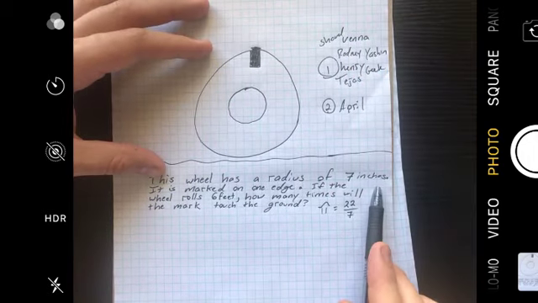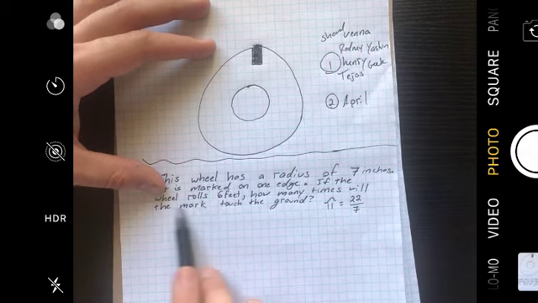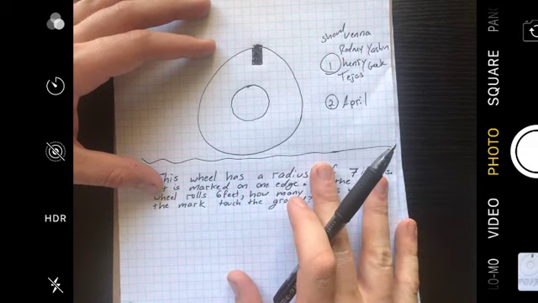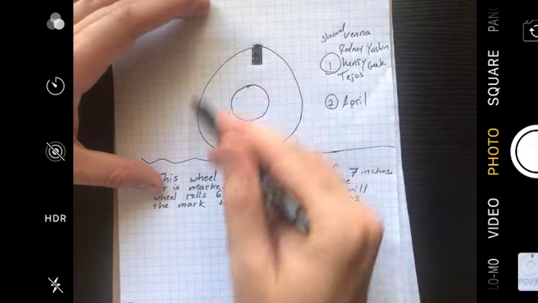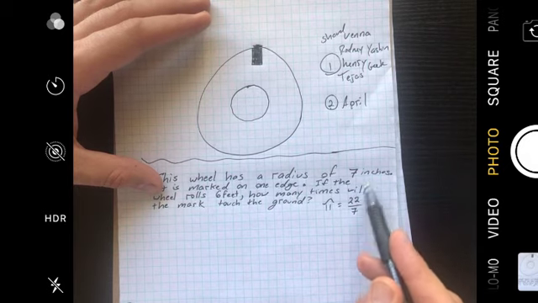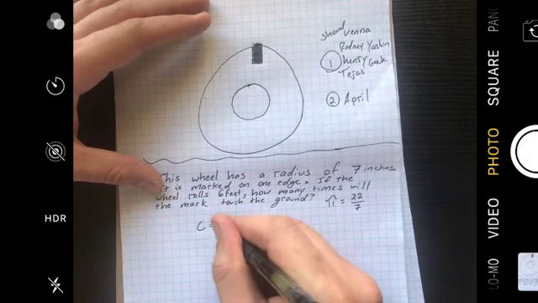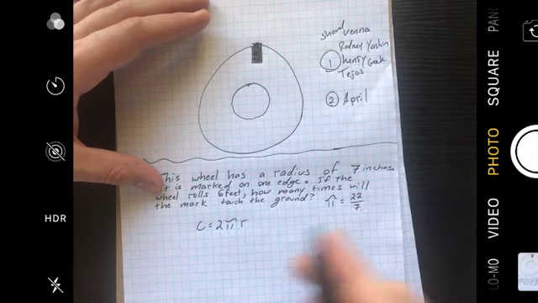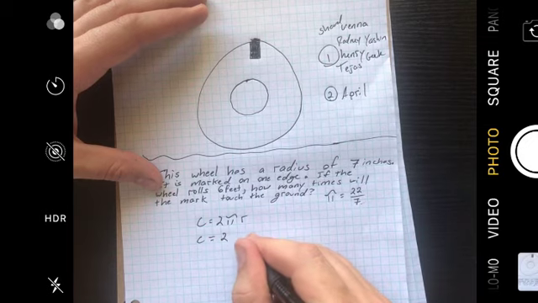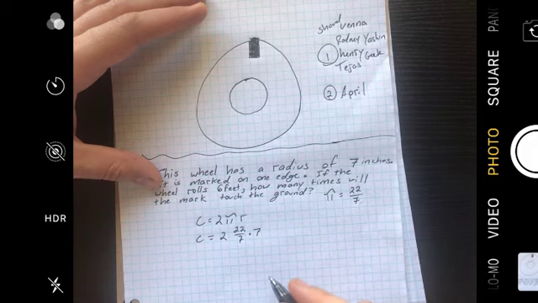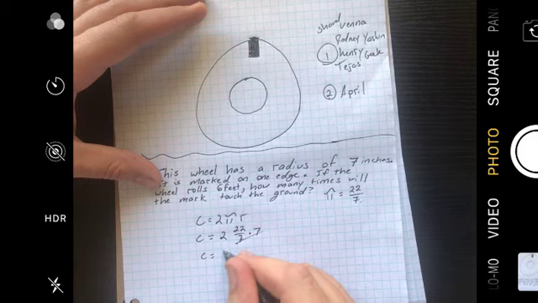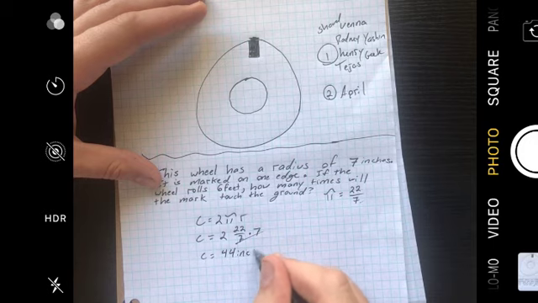So we have a wheel of a radius of 7 inches and it's marked on one edge. If the wheel rolls 6 feet, we need to figure out how much it'll roll in 1 foot. To do that, we just need to find out what the circumference is. How do we get from radius to circumference? The circumference is 2 pi times the radius. So we can substitute what we know for pi. The circumference is 2 times 22 over 7 times 7. These 7s will cross out really nicely. So the circumference is 44 inches.